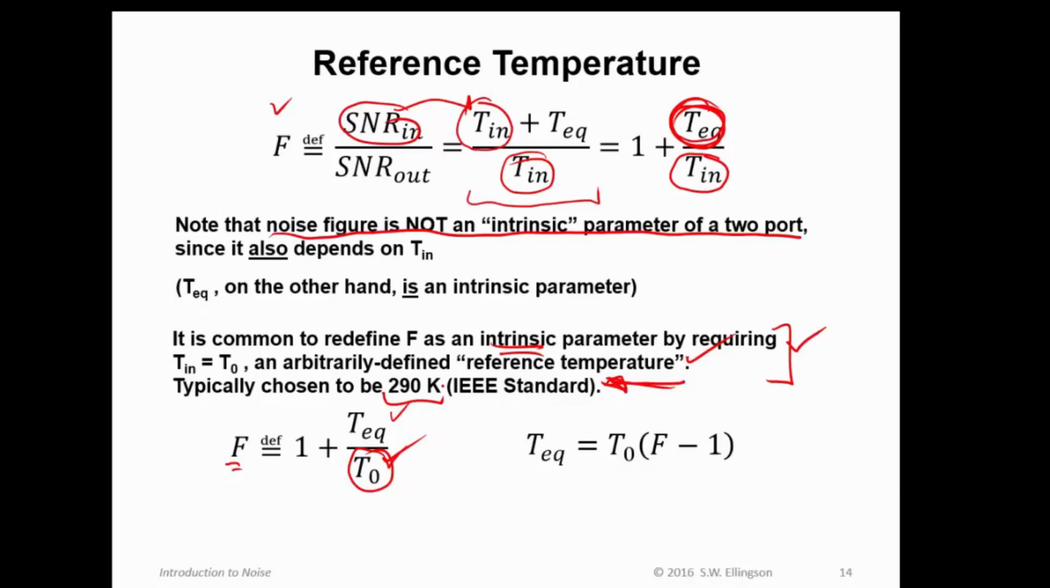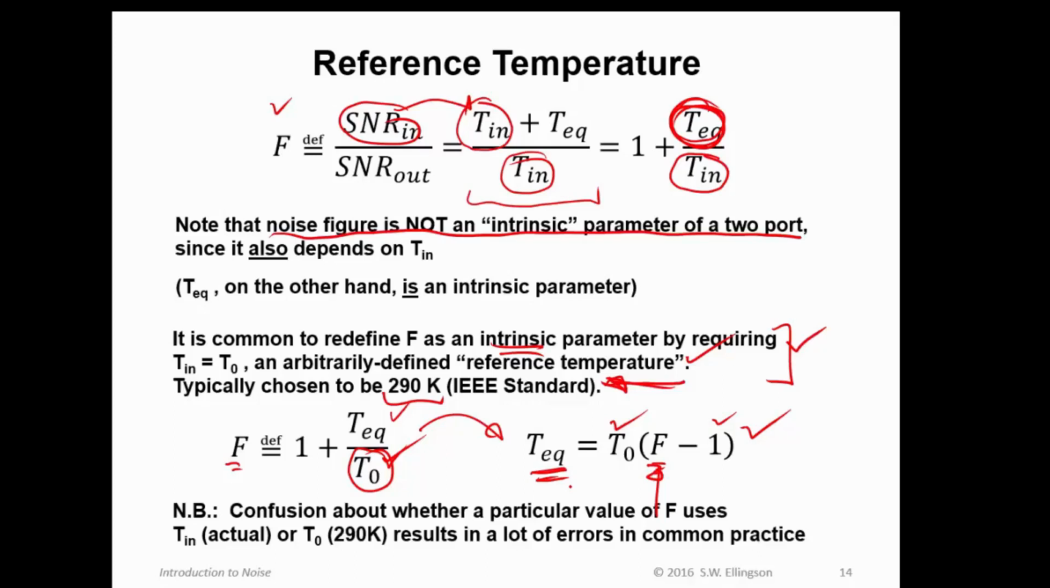I can also now get the equivalent noise temperature in terms of the noise figure just by rewriting this equation, and here it is. So I take the noise factor, that's the linear quantity, not the quantity in dB, the linear quantity. I subtract 1, and then I multiply by the reference temperature, and that gives me the input referred equivalent noise temperature.